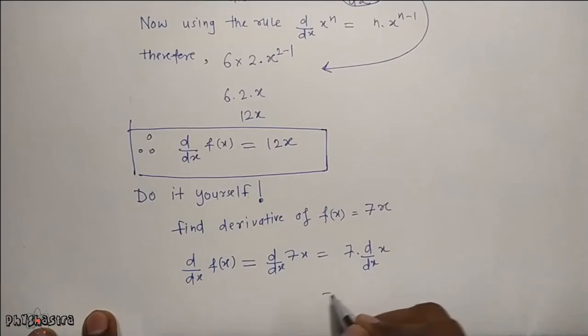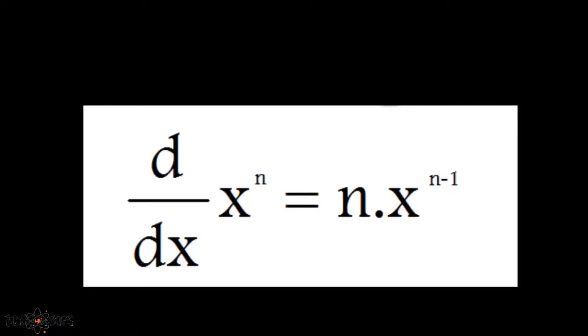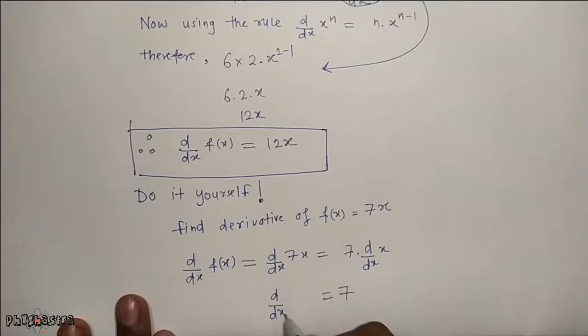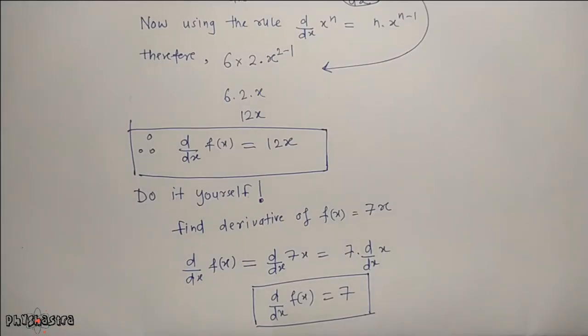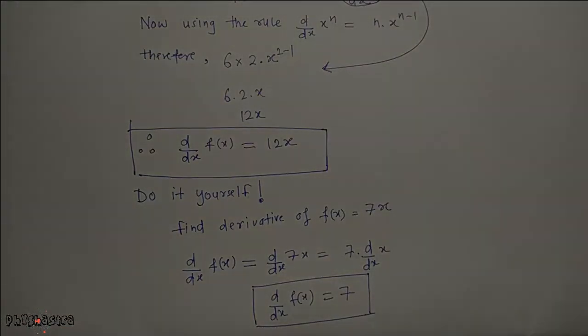So by using the same formula, d of dx of x raised to n, we get d of dx of x as 1. So d of dx of this function 7x is 7.